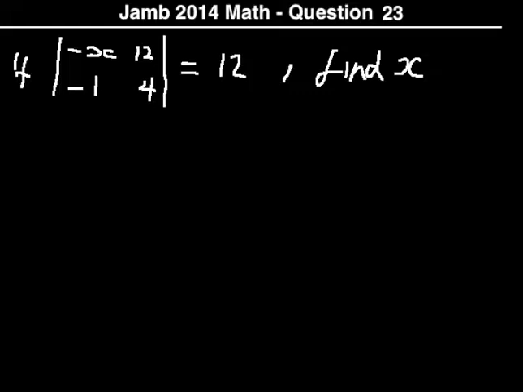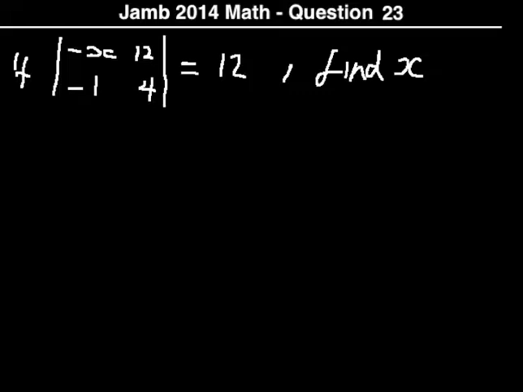Alright, we're looking at question 23 in the JAMB 2014 math exam, and we're being told that the determinant of a matrix that has minus x and 12 in the first row, and minus 1 and 4 in the second row is equal to 12. And we're supposed to find x.